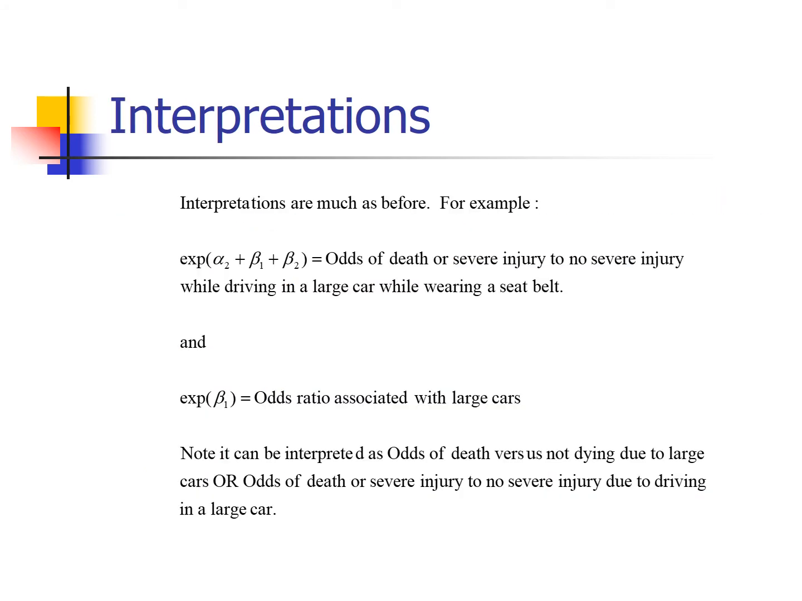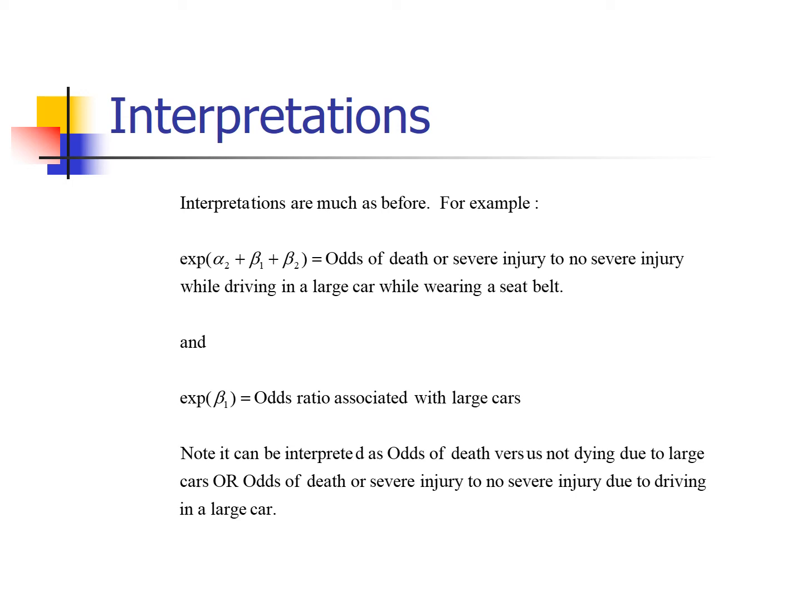All right, here's that upcoming slide. So for example, if you wanted the log odds of death or severe injury to no severe injury while driving a large car while wearing a seatbelt, that would be alpha 2 plus beta 1 plus beta 2. So that's actually one of those 8 equations. If we wanted the odds of that instead of the log odds, we just exponentiate. We can also get odds ratios by exponentiating parameter estimates.